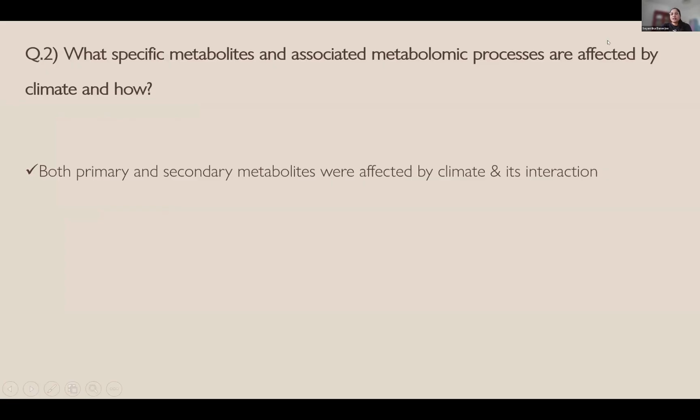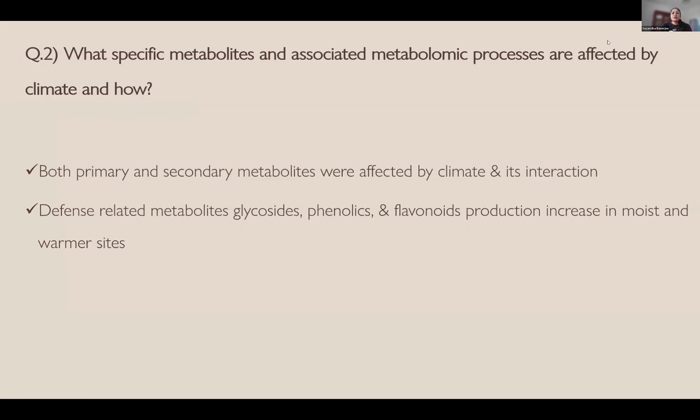The second question, what specific metabolites and associated metabolic processes are affected by climate and how, we see that both primary and secondary metabolites were affected by climate and its interaction. Most of the metabolites that were affected by climate and interaction belong to the defense related metabolite classes.